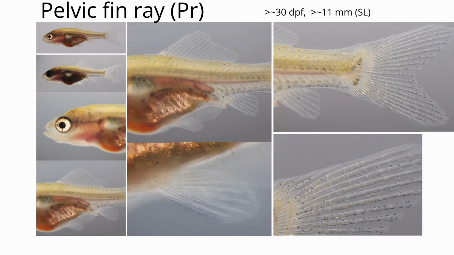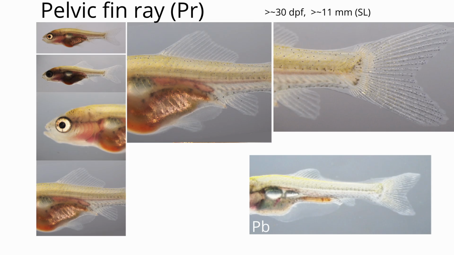Pelvic fin ray stage. After breeding for about 30 days after fertilization, the standard length becomes about 11 mm. When you come this far, you can see that the fin folds are steadily disappearing from the body.